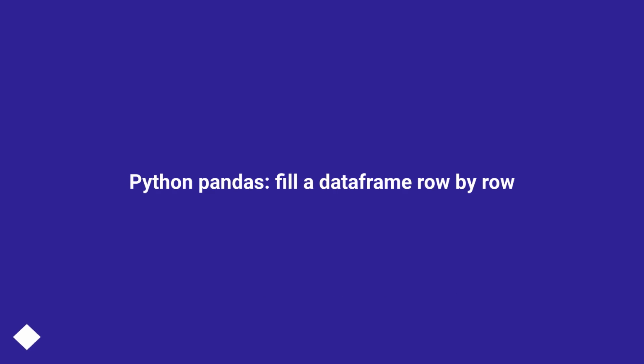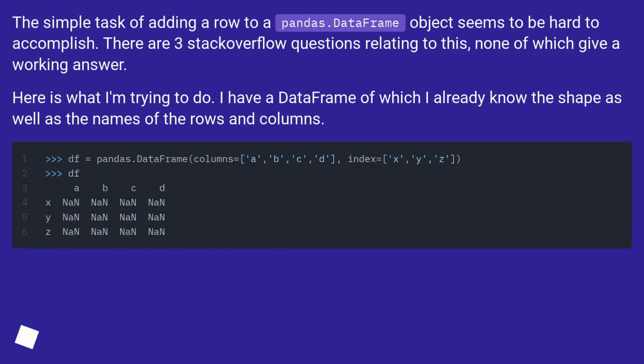Python pandas. Fill a data frame row by row. The simple task of adding a row to a pandas DataFrame object seems to be hard to accomplish. There are 3 Stack Overflow questions relating to this, none of which give a working answer. Here's what I'm trying to do.